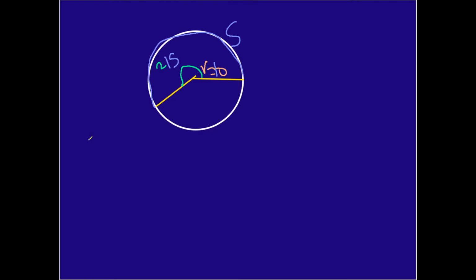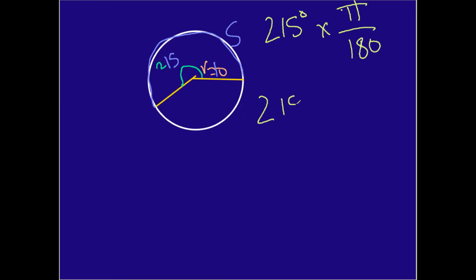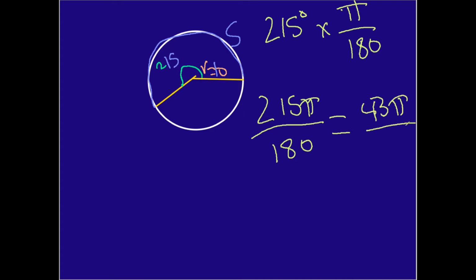So here's what we've got to do first. First, we're going to convert our 215 degrees to radians. We take 215 degrees and times that by pi over 180. This is standard for converting from degrees to radians. We've discussed this in a prior video. So I just multiply straight across, I end up with 215 pi over 180, and that simplifies to 43 pi over 36.